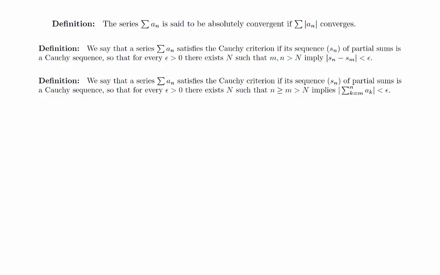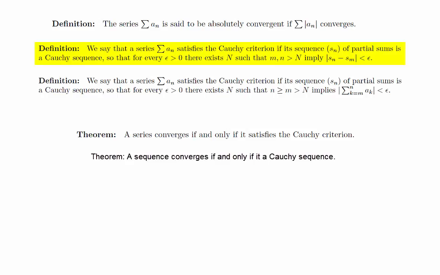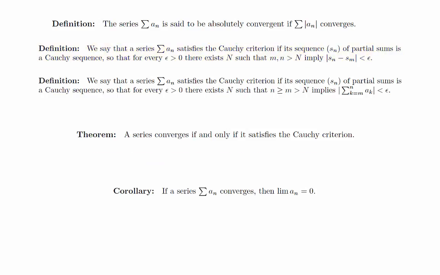Once we have convergence defined in terms of Cauchy sequences, theorems that we've already proven give us information about infinite series. For example, theorem: a series converges if and only if it satisfies the Cauchy criterion. This follows by definition and the fact that a sequence converges if and only if it is a Cauchy sequence. A corollary of this is that if a series converges, then the limit of the summands is equal to 0. In class, we're going to take a look at some theorems that are related to the convergence of series, including several that you've already seen in calculus.